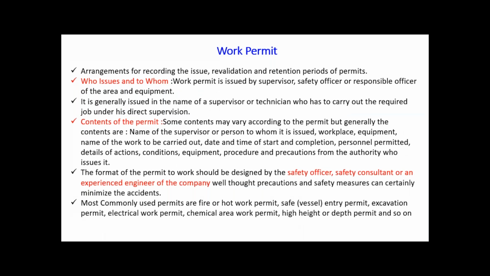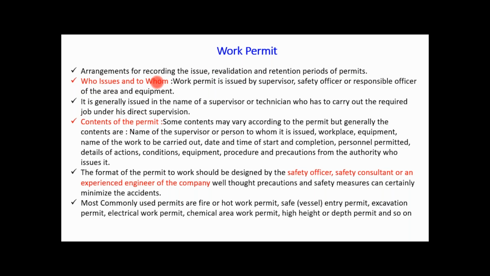Then arrangements for recording the issues. If the responsible person is going to issue a work permit, then what exactly the work is, how much time it requires, what exactly the date is, which type of instruments or tools are needed for doing that work, and which type of test or inspection is needed in that work permit system. All these should be recorded on paper, and then the responsible person should sign on that document that I have checked personally all these things and everything is okay, and then he is going to issue that work permit system. Who issues and to whom?